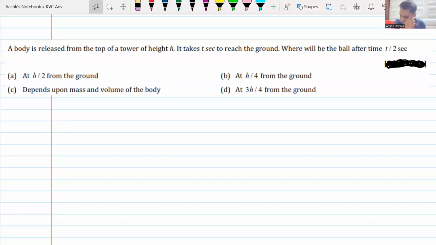Yes, beta, do we have an answer for this one? Yes. Anyone? You can draw a simple diagram.